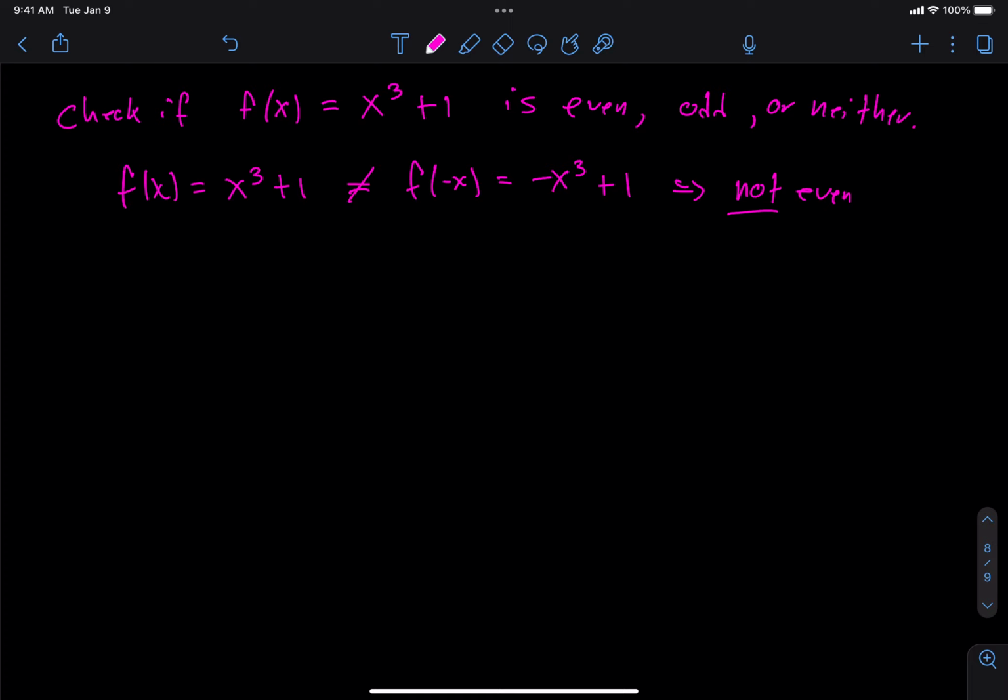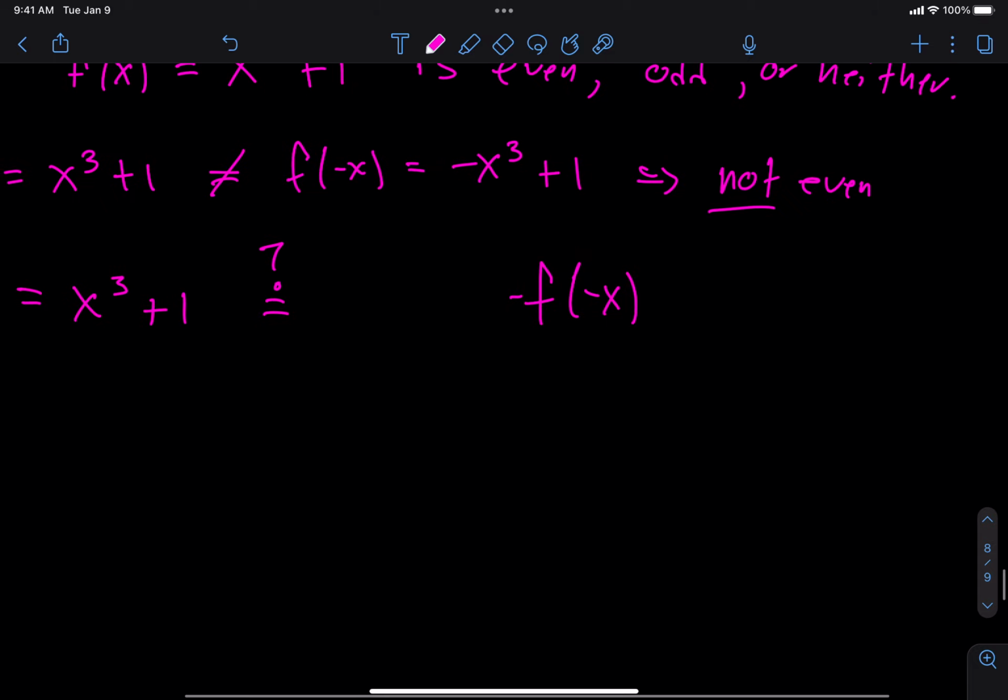Let's do another check. Let's check if it's odd. What are we trying to check if it's odd? What we want to check is f of x, that's x cubed plus 1. Is this equal to negative f of negative x? What happens if I take negative f of negative x? Well, I would take f of negative x and make it negative, which would be x cubed minus 1.